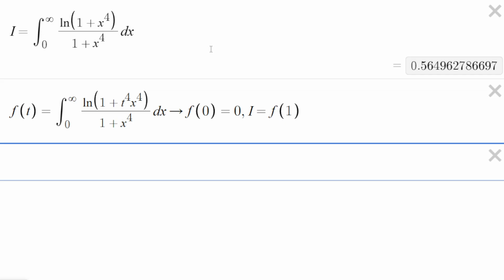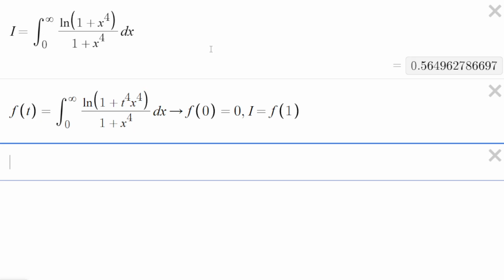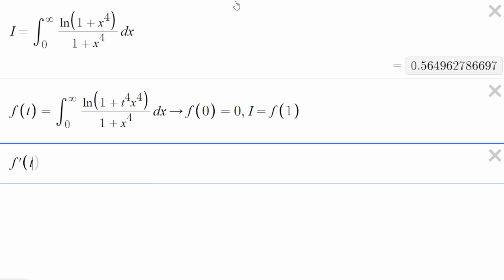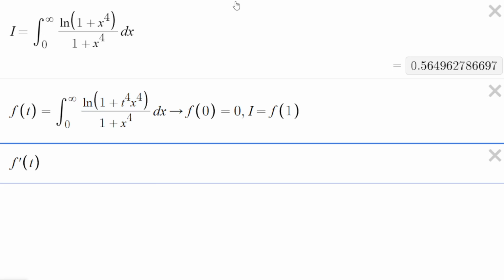Now what we need to do is differentiate our function of t with respect to t in the hopes that doing so will make it easier to solve. So let's take the derivative with respect to t, which, as you know from watching this channel, is done by differentiating the integrand with respect to t, keeping the same bounds of integration, and integrating with respect to x.